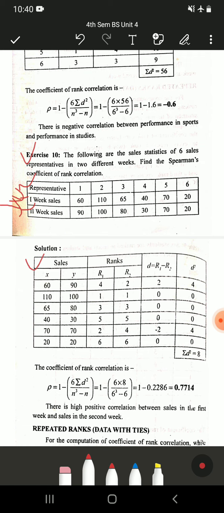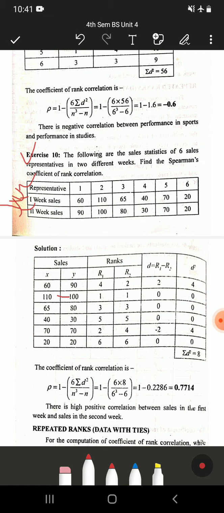So we'll write it down in columns and then we will assign ranks. Here first highest value is 110, so we're going to assign 1. The next highest value is 70, therefore we're going to assign rank 2, and so on, assign ranks for all the other values. So here number of sales representatives are 6, therefore the rank should be from 1 to 6.